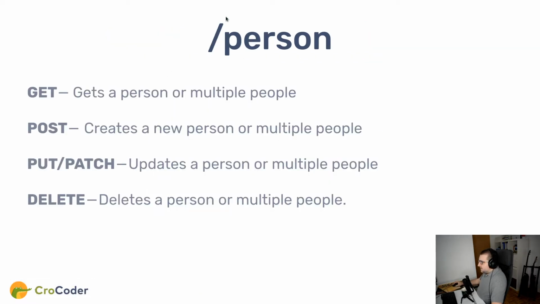So /person, what it should do: if you send a GET request, we should get a person or multiple people. In POST, we should create a new person or multiple people. PUT and PATCH update a person or multiple people, and DELETE deletes a person or multiple people. Everything is happening on /person. The only difference is what HTTP verb we are using to change or get some data from the person endpoint.